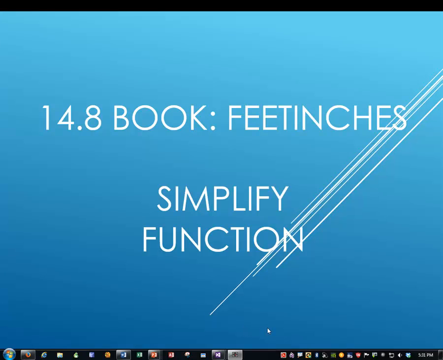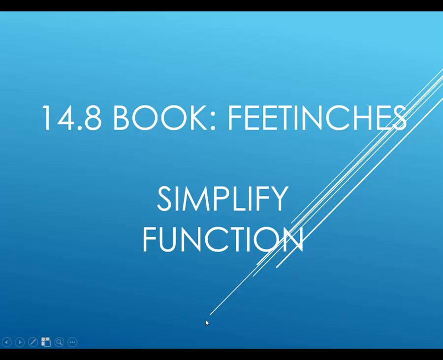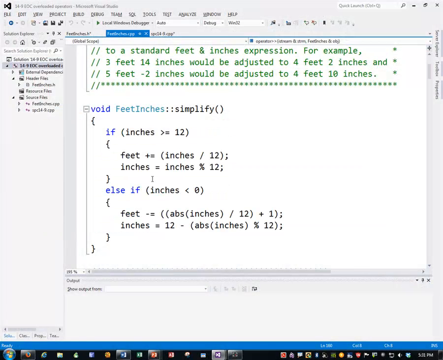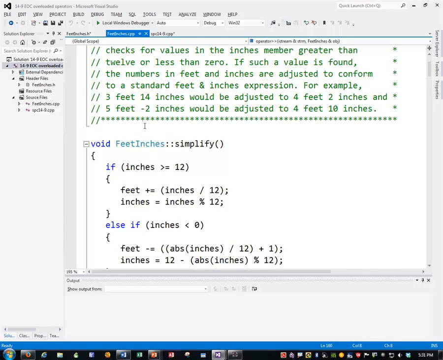In your book, in chapter 14, section 14.5, it's program 14-8 of the book, the feet inches. In the first version of the feet inches function, the feet inches class is the simplified function. I started this on another video, but I'm going to start it over here.